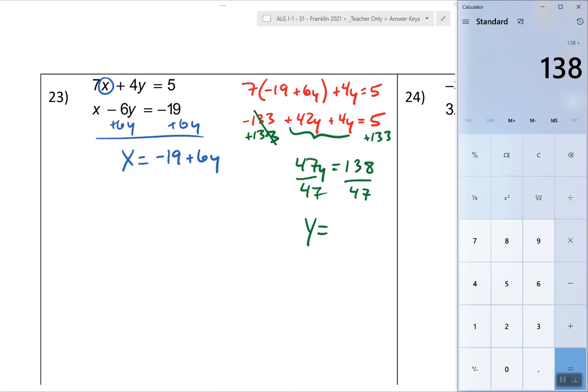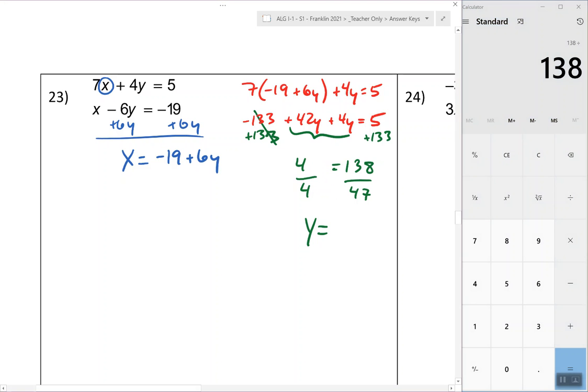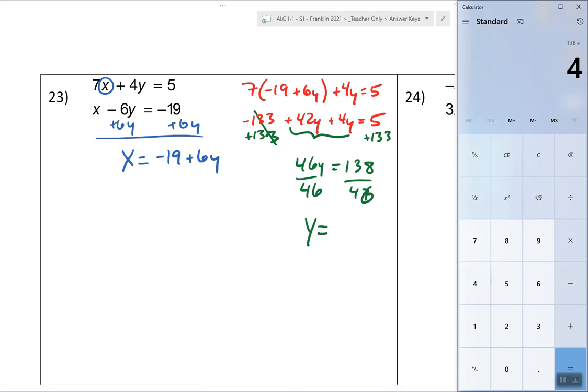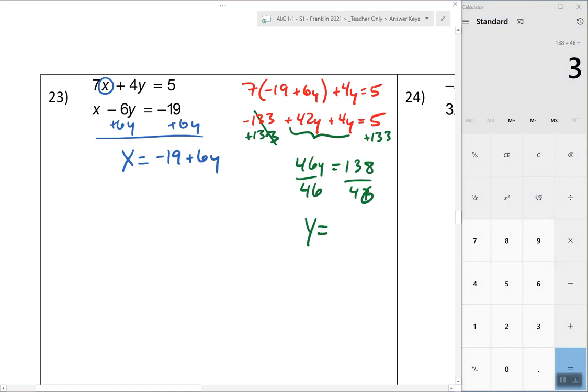138 divided by, oops, that's not 47. 42 plus 4 is 46. Math is tricky. So we'll do 138 divided by 46, not 47. And that worked out a little better. That is 3. Always good to double check your math.